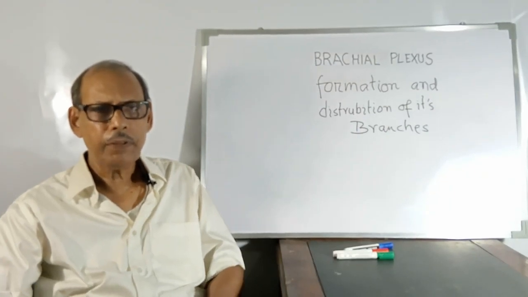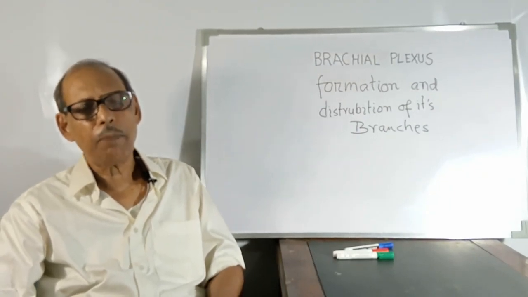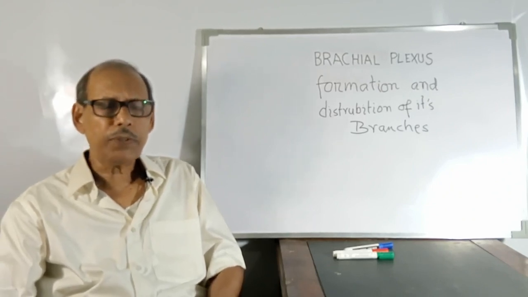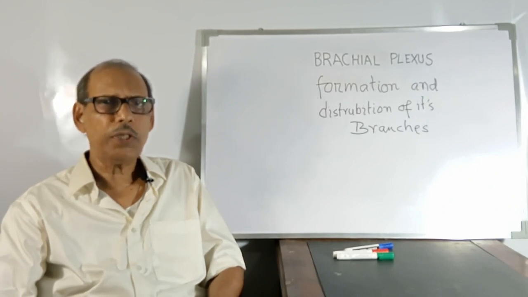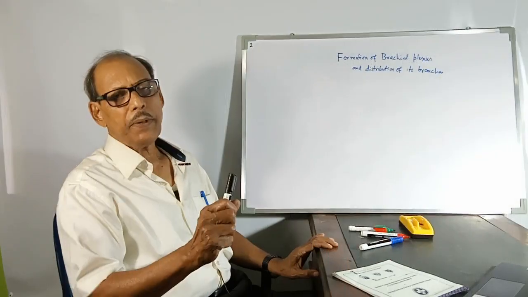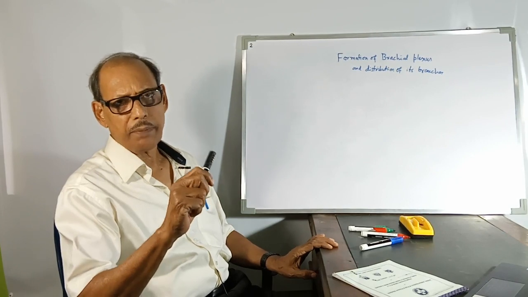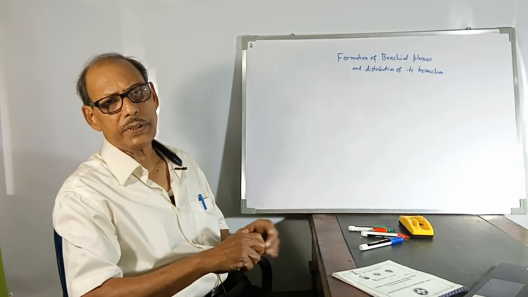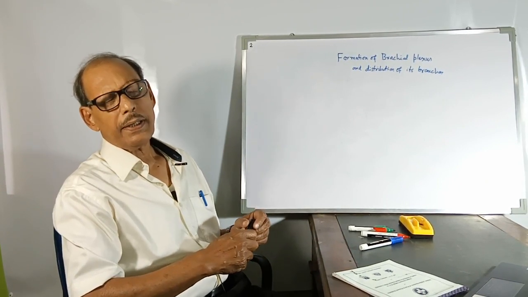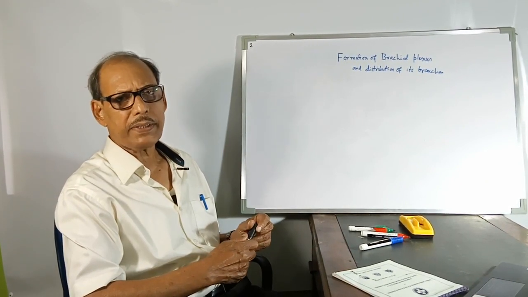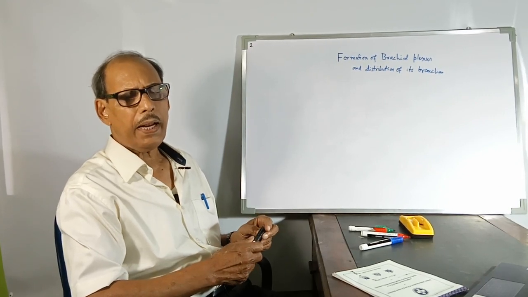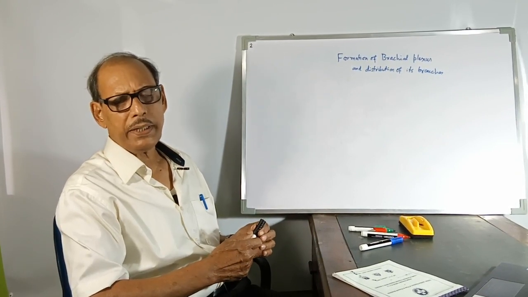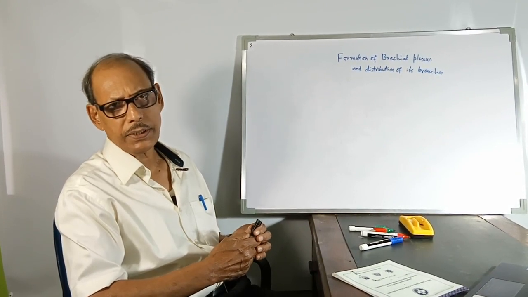Welcome everybody. Today we are going to discuss the formation of the brachial plexus and the distribution of its branches to the different components of the body. The brachial plexus is a plexus of nerves formed by the ventral primary branches of the 6th, 7th and 8th cervical spinal nerves and the 1st and 2nd thoracic spinal nerves, and is situated between the shoulder joint and the anterior aspect of the thorax.